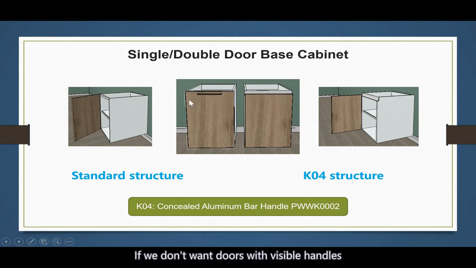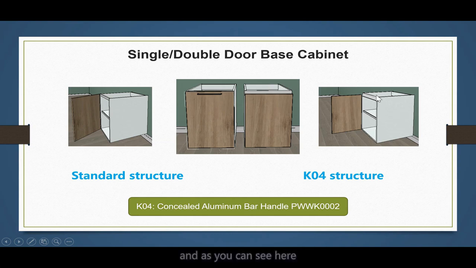And if you don't want the doors with visible handles, sometimes we use this concealed handle design. At Opines, we provide the standard concealed aluminum bar handles for the base cabinets. It can be easily called K04, and its standard code is PWWK002. It's a concealed aluminum bar handle, replacing the aluminum strips right here.